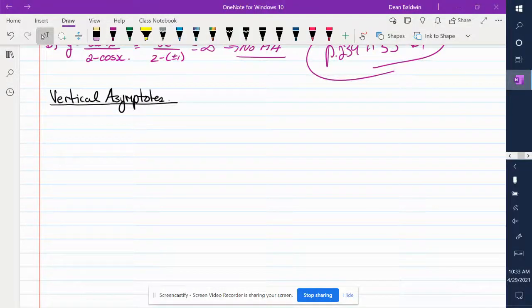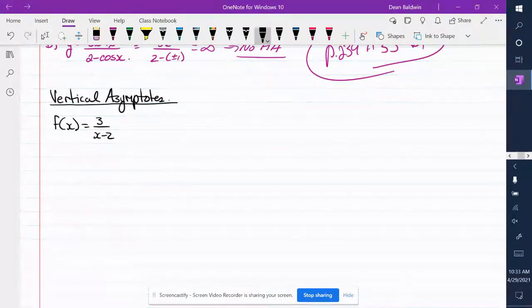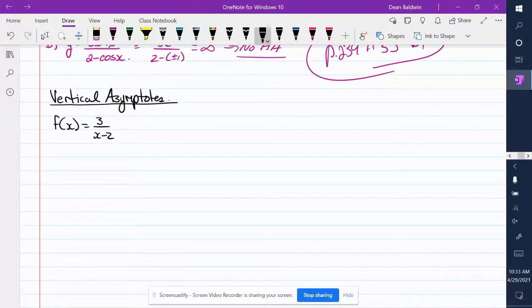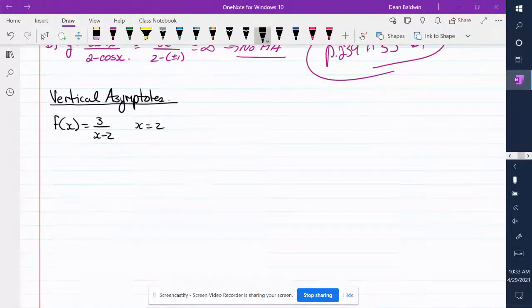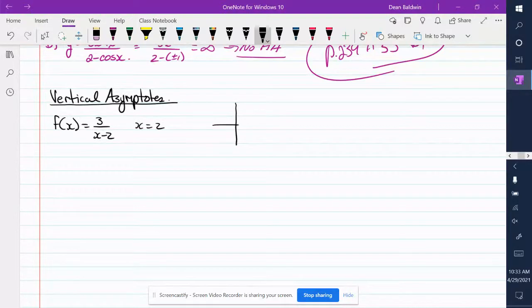So if I had the function f of x is equal to 3 over x minus 2, and I said, what is the vertical asymptote? What would you say? 2. So what makes the denominator 0? That's what we've been doing since grade 12, I guess. All right. So we know it's going to be x is equal to 2 because that's what makes you dividing by 0. This graph looks like this.